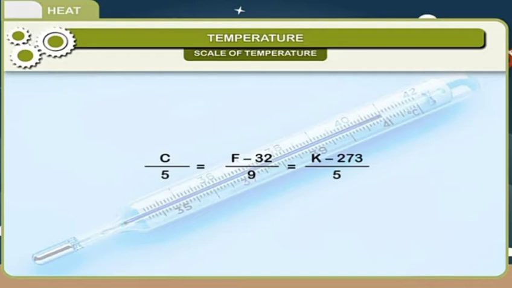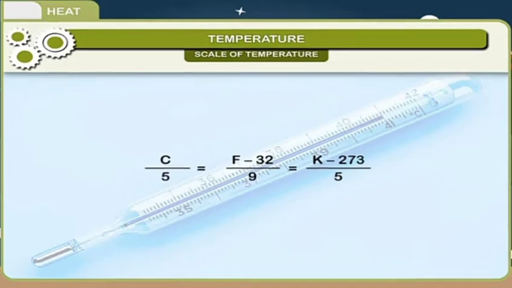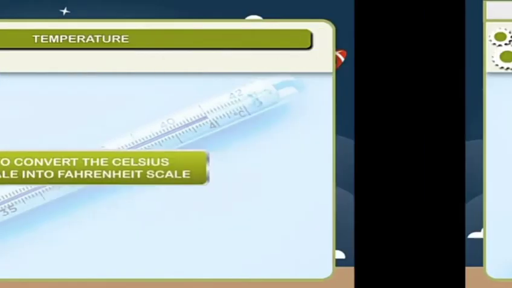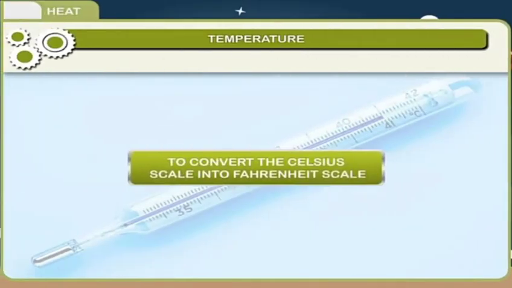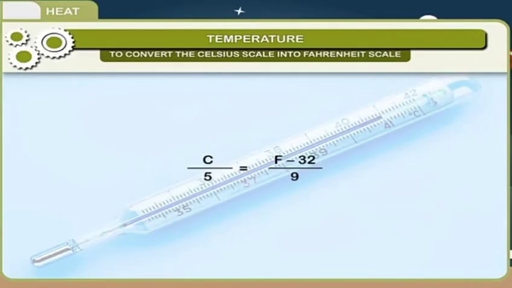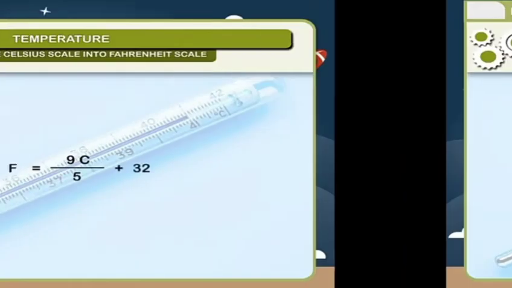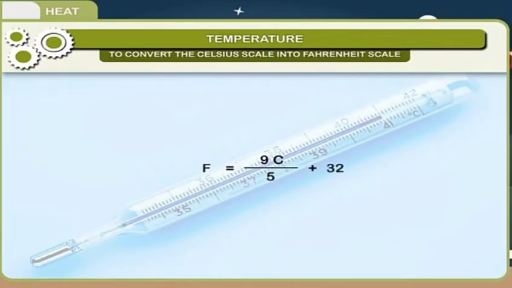And if we want to have the conversion between Celsius and Kelvin, then we will have the first and the last member of this relation and simply convert the temperature from one scale to another. So to convert the Celsius scale into the Fahrenheit scale, we will use the first two members. These are C/5 = (F − 32)/9. Or we can simplify it further: F = 9C/5 + 32.